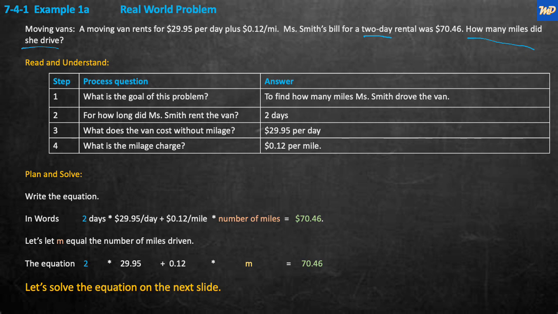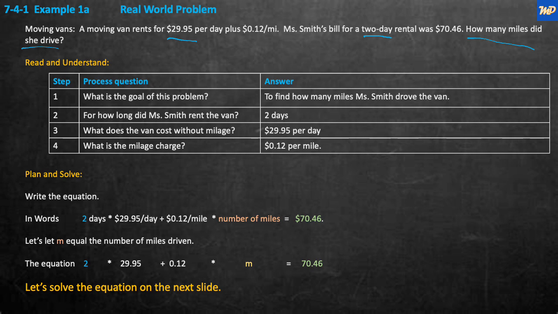And it says, what does the van cost without mileage? So without mileage, it's $29.95 per day. And then plus the mileage, we're going to find out the mileage charge is 12 cents per mile. So we're adding two things together. We've got the $29.95 per day plus miles. So we have two different things we're adding to come up with one answer. Okay, so this is what we know about the problem.